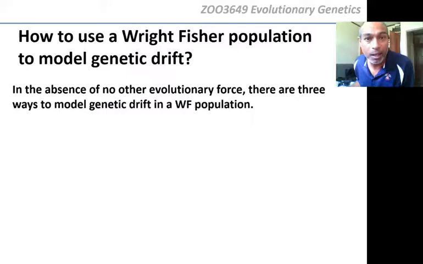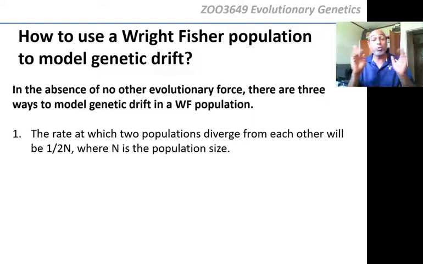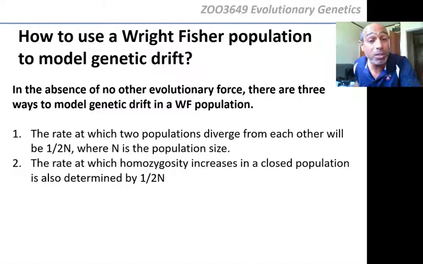The rate at which two Wright-Fisher populations diverge from each other will be 1/2N, where N is the population size. The rate at which homozygosity increases in a closed Wright-Fisher population is also determined by 1/2N. That is the rate of increase in homozygosity, otherwise known as what? The inbreeding coefficient, okay? Why are we using 2N? That is for you to know. That's been explained to you so many times, I don't need to explain it again here, okay? Go and watch the other lectures.